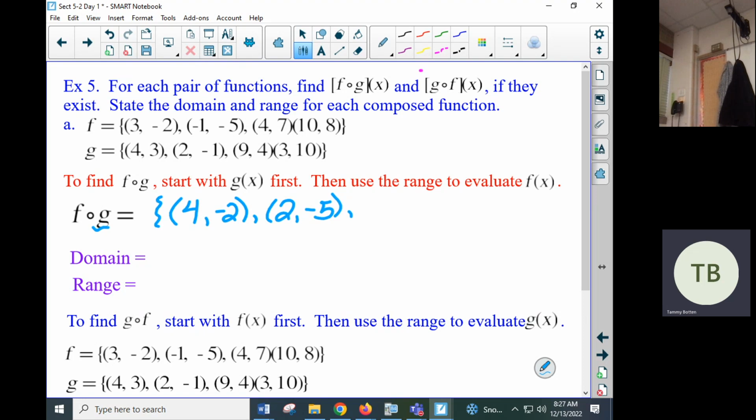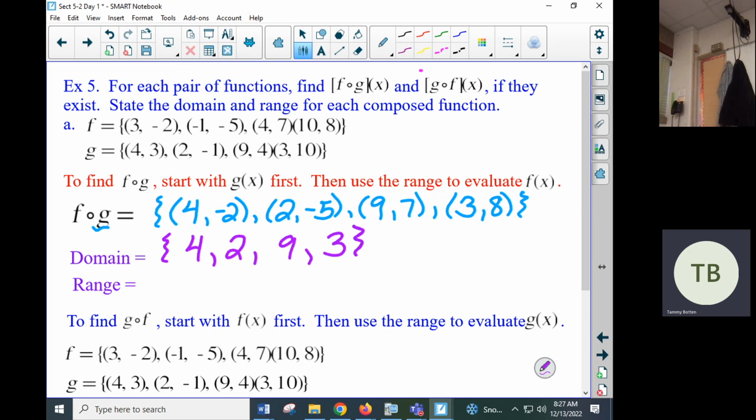Okay. 9, 4, there's a 4 here, 4s cancel, so it'd be 9, 7. 3, 10, 10, 8, 10s cancel, so it's 3, 8. So this one had all 4 points. It'll be the next one that's different. So here for your domain, just list your x's, 4, 2, 9, and 3. And then for our range, we'll list our y's, -2, -5, 7, and 8.